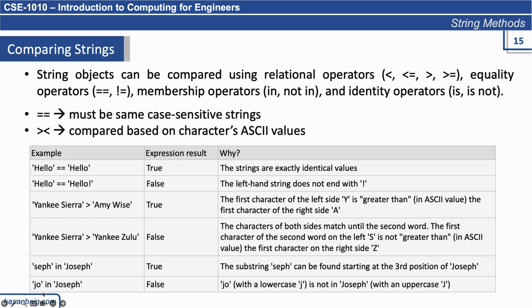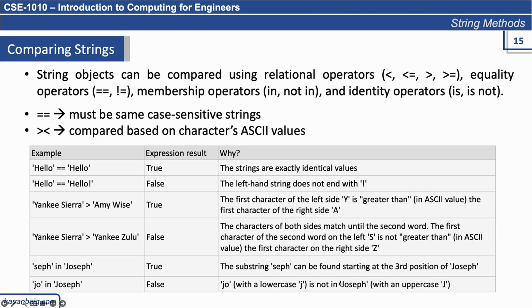Last one. Okay. Here again we are using a membership operator, in Joseph. Joe is not present because we are looking for the lowercase letter j, and we are finding it in the uppercase, so it's false. Similarly, the substring SEPH in Joseph is found because it is present in this string.